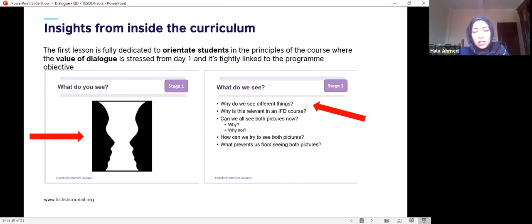So the first lesson in this program is usually fully dedicated to orientate the students in the principles of the course.